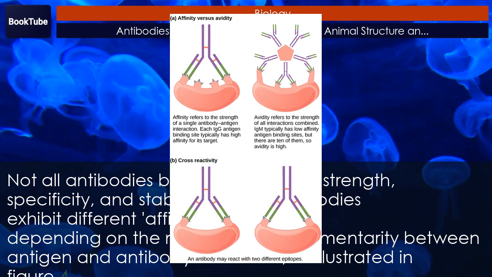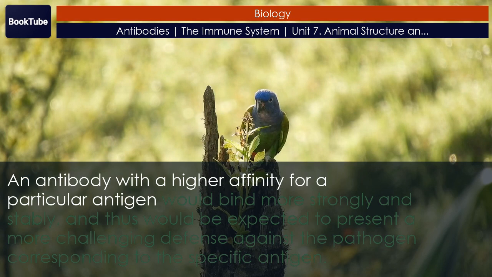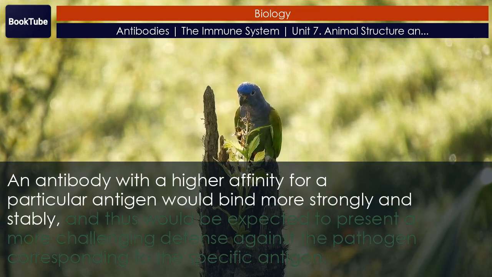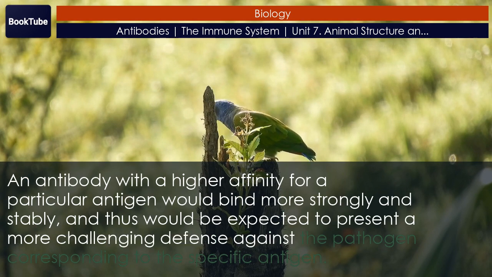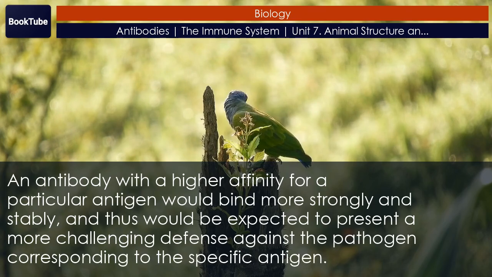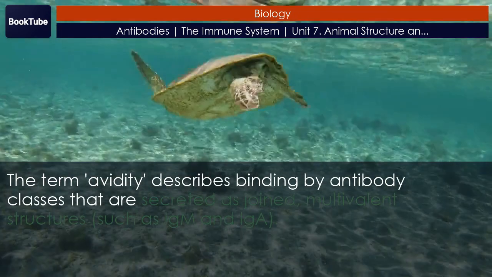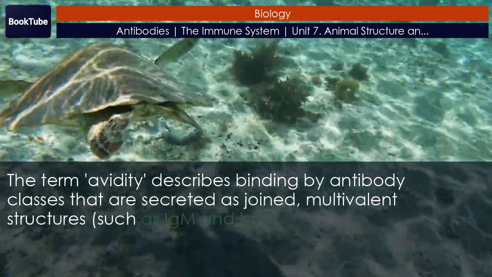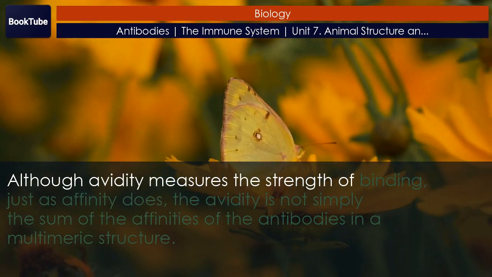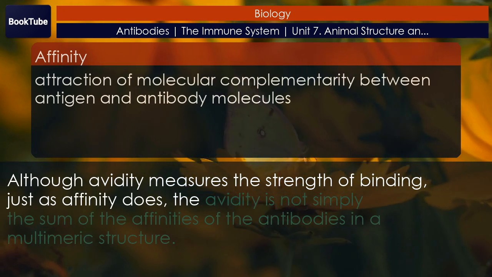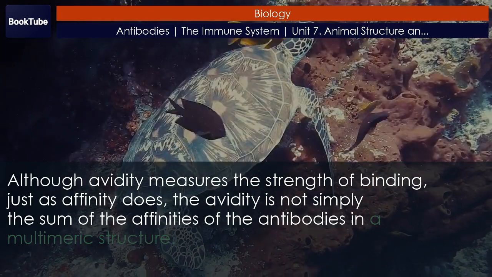As illustrated in Figure 4, an antibody with a higher affinity for a particular antigen would bind more strongly and stably, and thus would be expected to present a more challenging defense against the pathogen corresponding to the specific antigen. The term avidity describes binding by antibody classes that are secreted as joined multivalent structures, such as IgM and IgA. Although avidity measures the strength of binding, just as affinity does, the avidity is not simply the sum of the affinities of the antibodies in a multimeric structure.